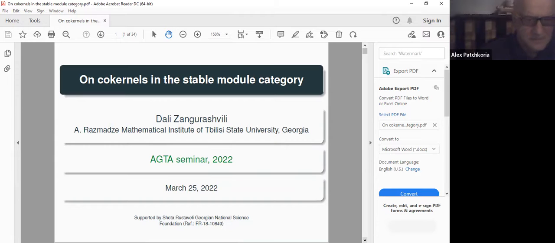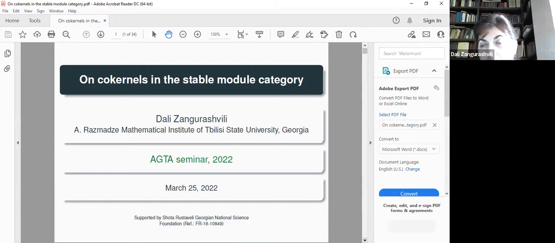Okay. First of all, I would like to express my thanks to SOSO for organizing this seminar and for the opportunity to give this talk. My talk is devoted to the question of whether the stable module category has cokernels.